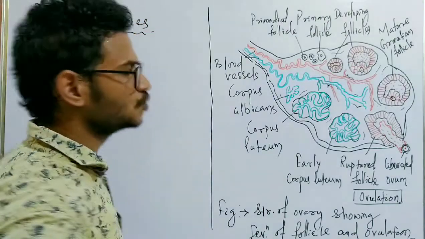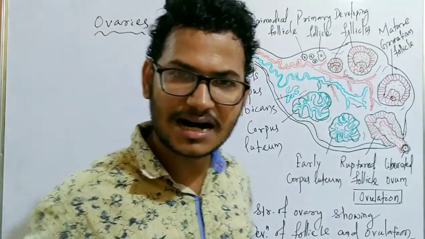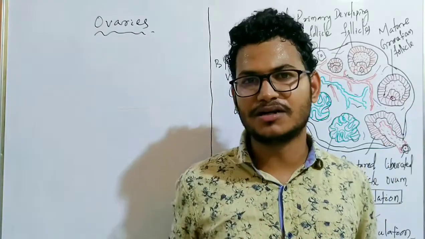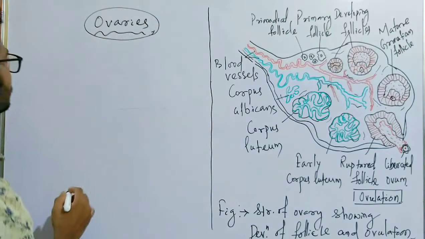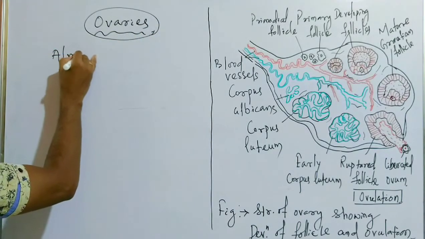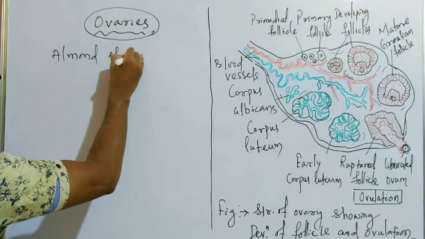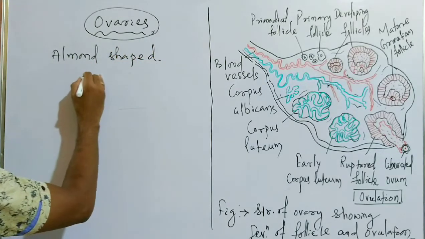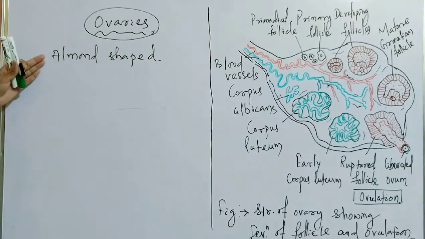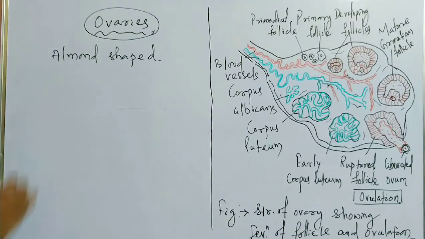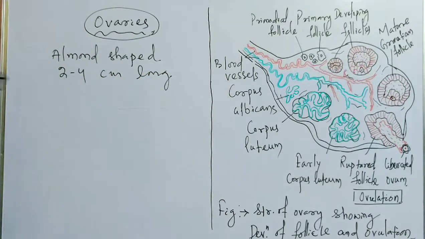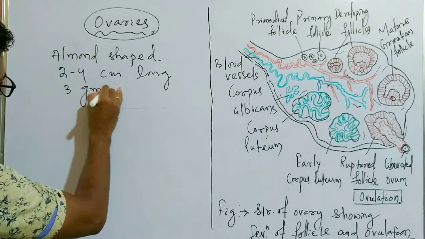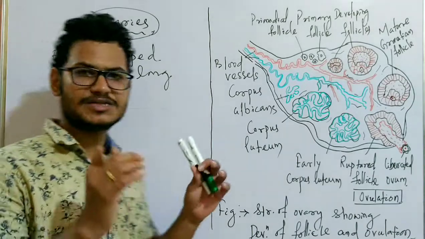We know that there are two ovaries, which are the primary sex organs in the female. The ovaries are almond-shaped structures. These are very small in size, only 2 to 4 centimeters long, and the weight is just 3 grams. So these are very small structures.